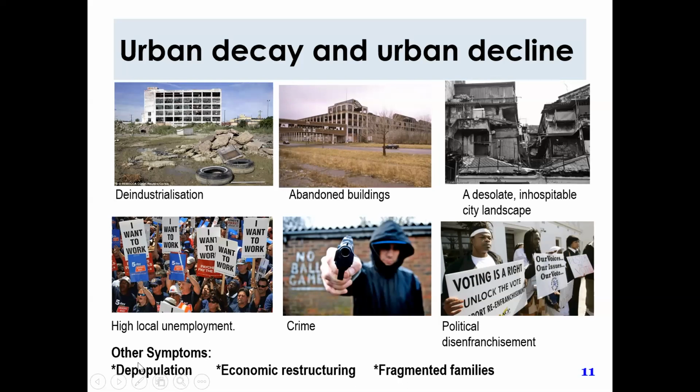And other symptoms are depopulation, people moving out of the city, economic restructuring. Now, depopulation, what is the indicator? If you see a lot of for sale, for rent properties, that is an indicator of depopulation. Economic restructuring. Okay, you can see some cities do major restructuring. They shift the focus of the economy from one to another. They declare, okay, now we are focusing on this. That is economic restructuring. Fragmented families. So problems on the social side.